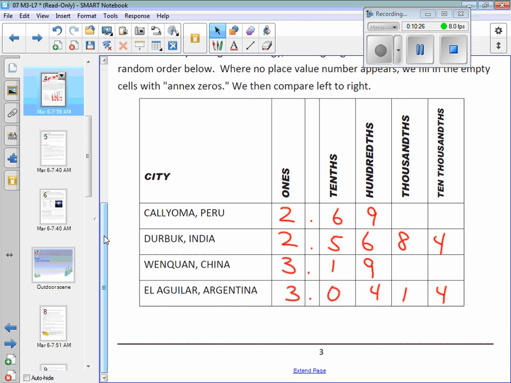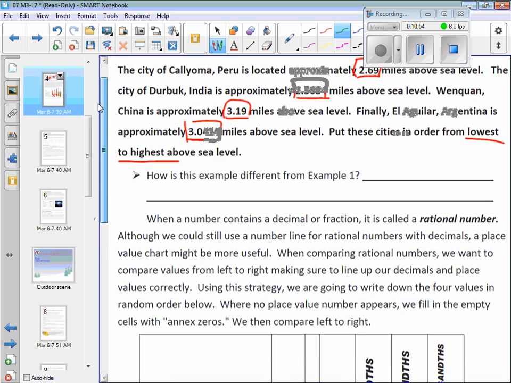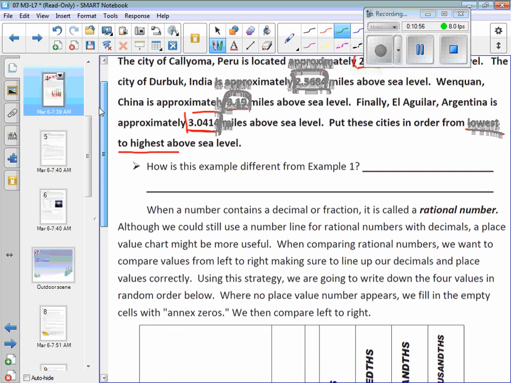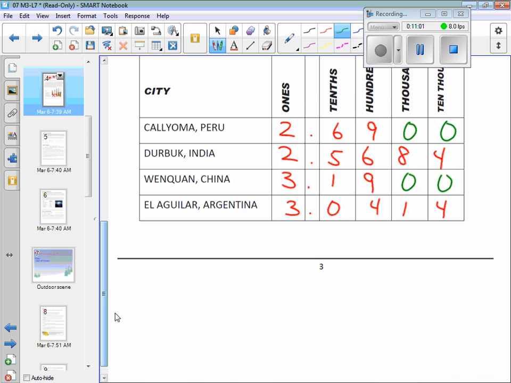Did he tell you about the annex zeros? Annex zeros are placeholders. I like to say fill up the empty nests with eggs. So any place where you do not see a value, put a 0. So everything lines up nice. Okay? At that point, after I've done that, I'm going to go back and just double check and see, are they asking least to greatest or greatest to least? Lowest to highest. I want to put that in my head. So I'm now going to go back and look for my lowest number.